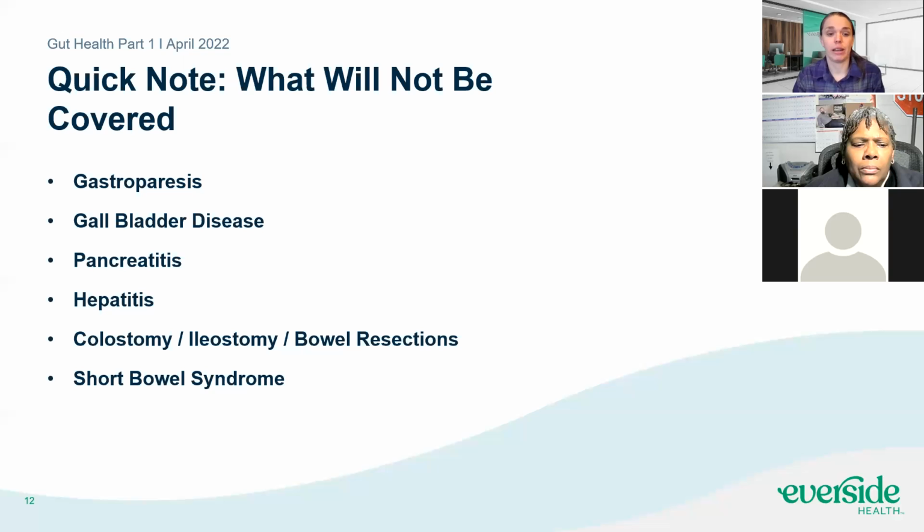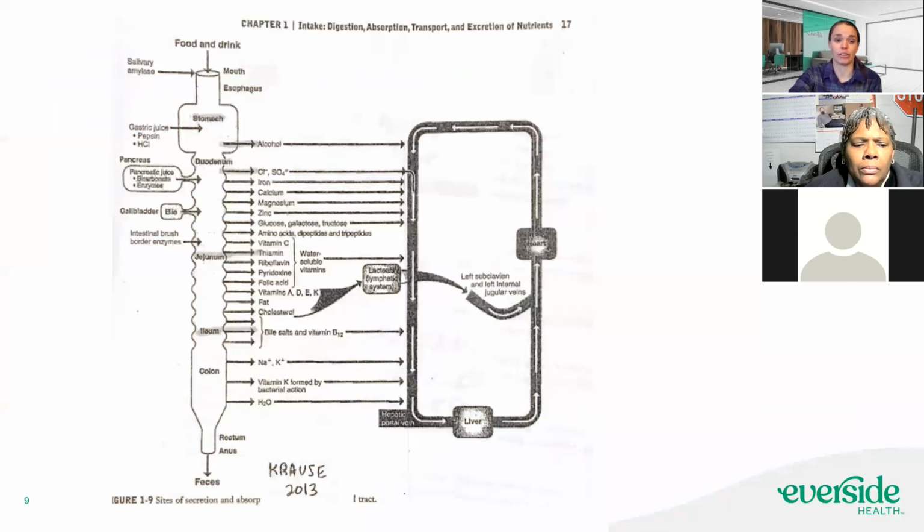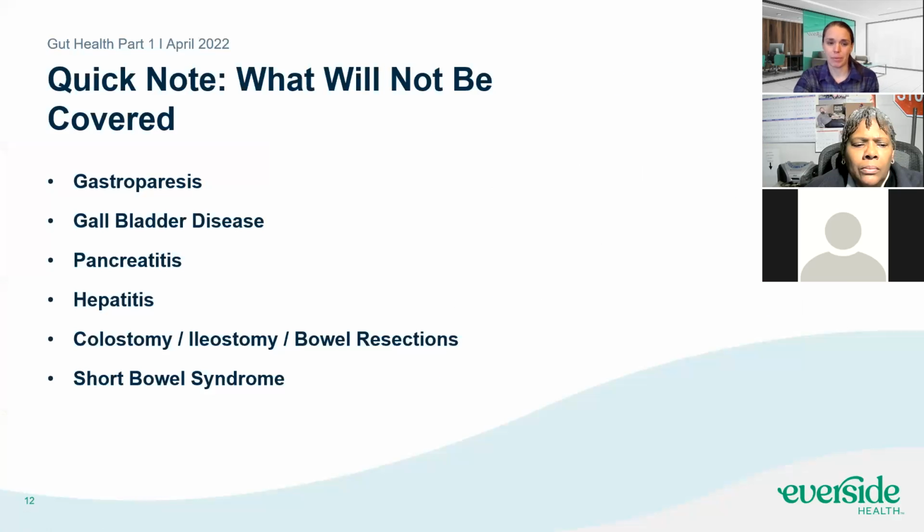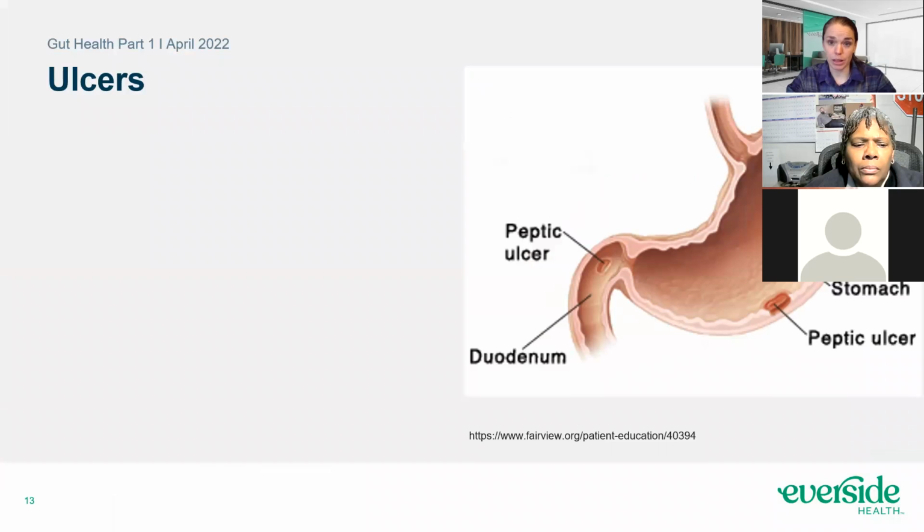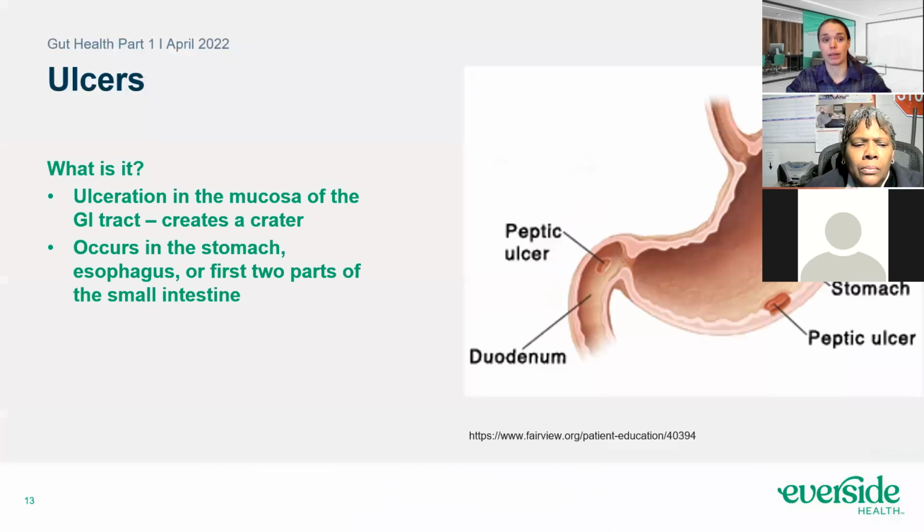So colostomy, ileostomy, bowel resections, these are all taking out some form of the digestive tract. So again, going back up to this, if you're taking out any part of this, it's going to impact what's getting absorbed. So again, not as common, not going to discuss it. Short bowel syndrome, again, you're taking out some of the small intestine typically, so you're not absorbing as much nutrients. But getting into more of these topics, peptic ulcers are first.